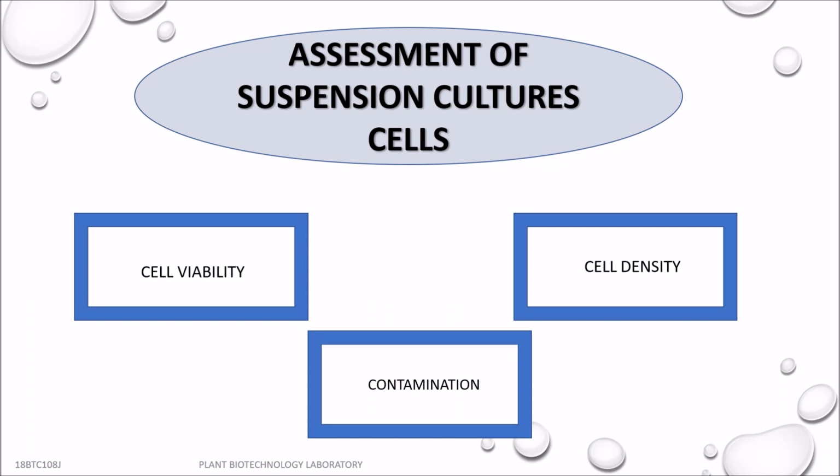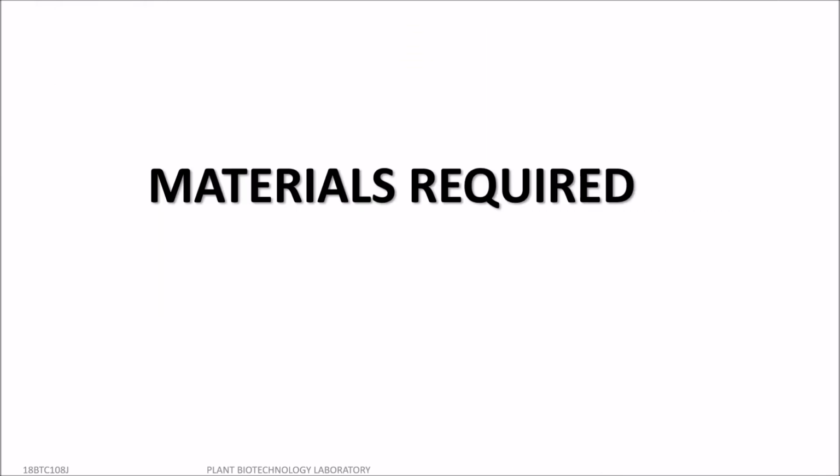To achieve reproducible cycles of cell suspension culture, growth characteristics of the cell suspension culture lines are analyzed by measuring two major parameters. One is the cell viability and the second is the cell density of the cell lines over time. In addition, contamination of foreign organisms in the culture is also checked regularly.